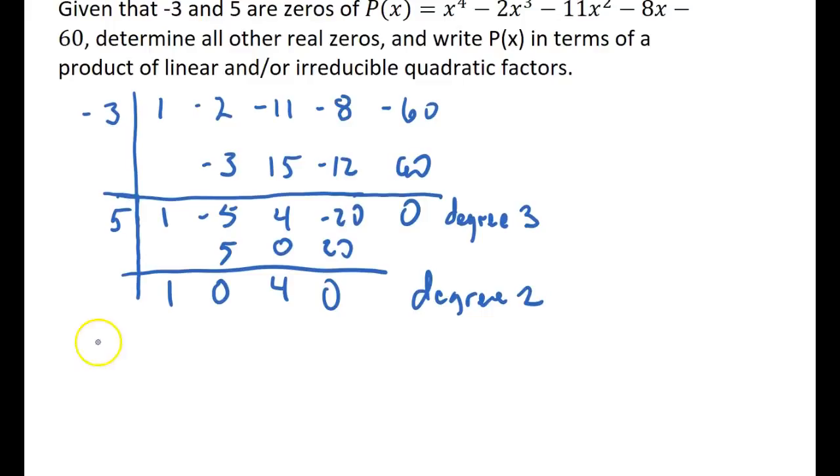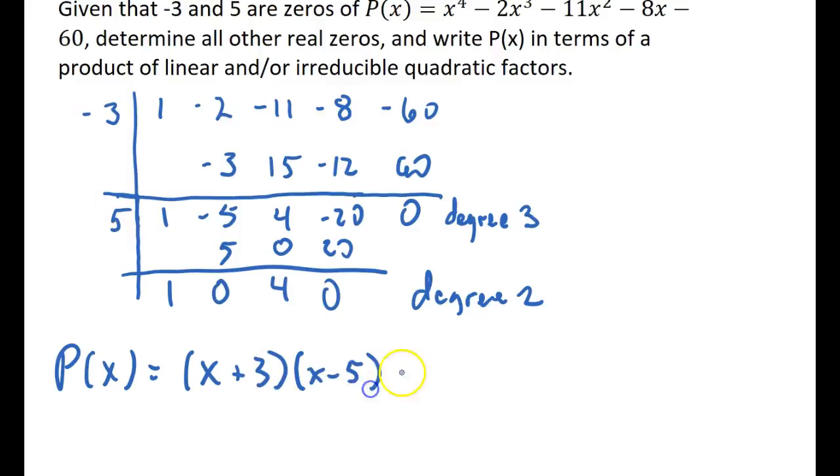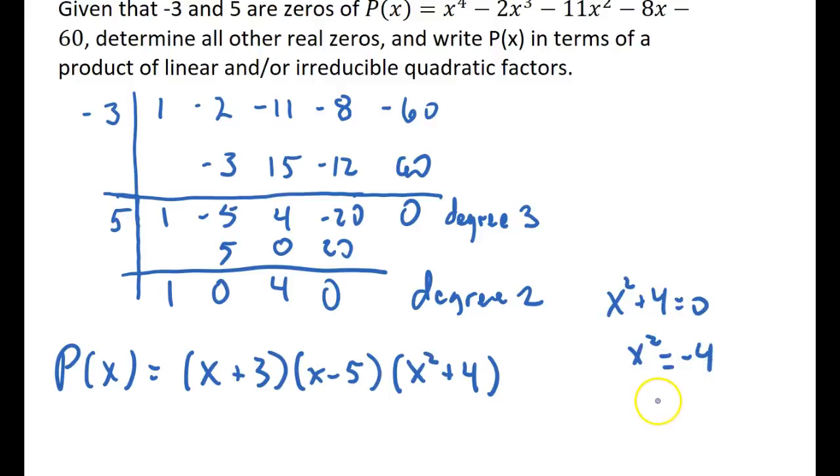So what do we have here? We have that p of x is equal to x minus this 0, that's going to be x plus 3, times x minus this 0, so that's x minus 5, times x squared plus 4. That's x squared plus 0x plus 4. Now, can I factor that? I actually can't, because if I did x squared plus 4 equals 0, I would get x squared equals -4, and there are no real solutions to that. So we're supposed to write it in terms of all other real zeros. And that's it.